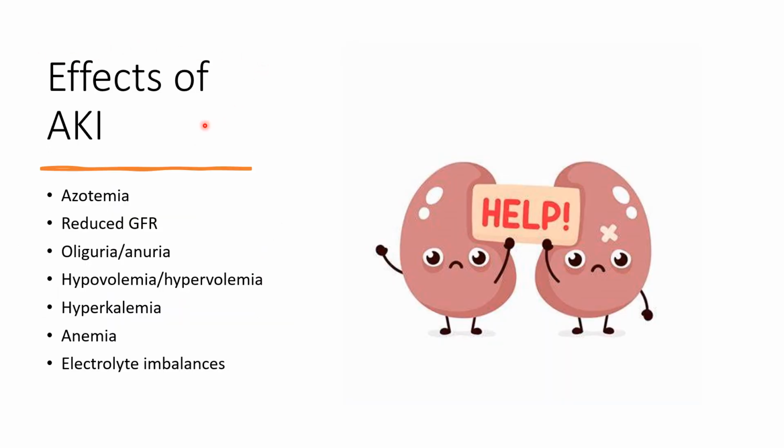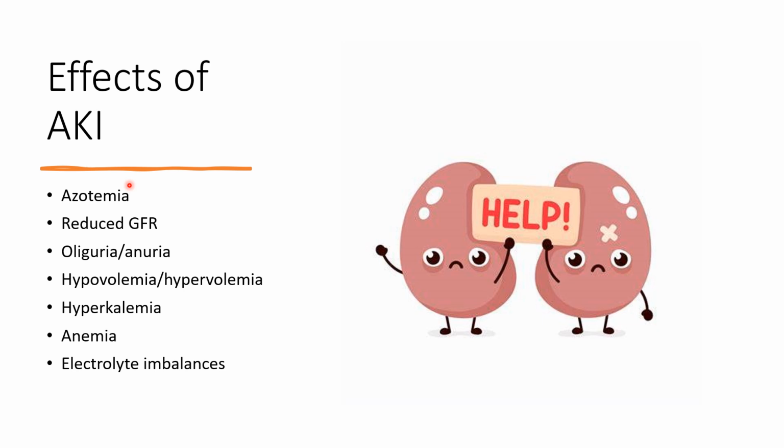So now we have the effects of AKI. So the first one is azotemia. Azotemia is where you get a buildup of waste products in your bloodstream, specifically creatinine and urea. One interesting thing is that as urea levels rise in your bloodstream, you can develop something called uremic frost. Uremic frost is where the urea levels in your blood get so high that you start to excrete urea out of your pores and you develop a white frosty substance on your skin.